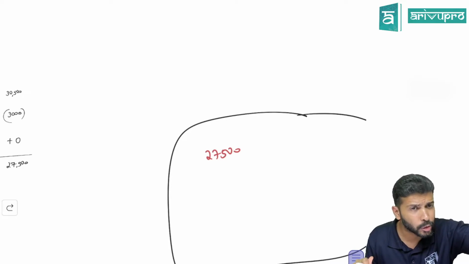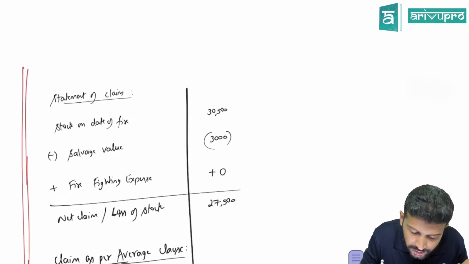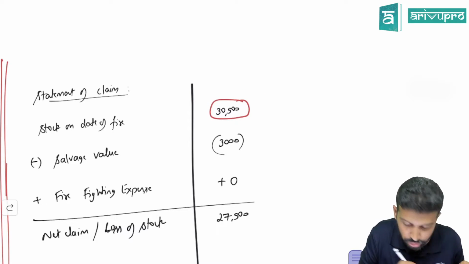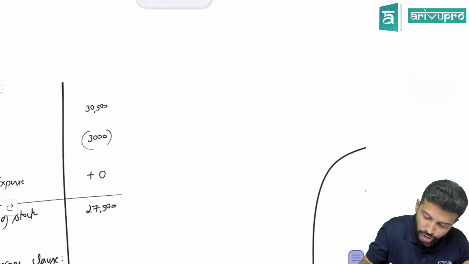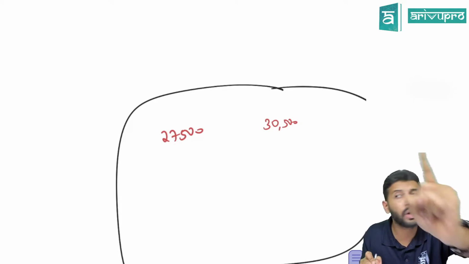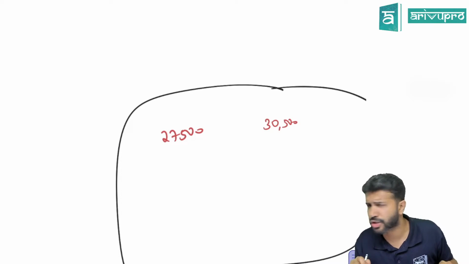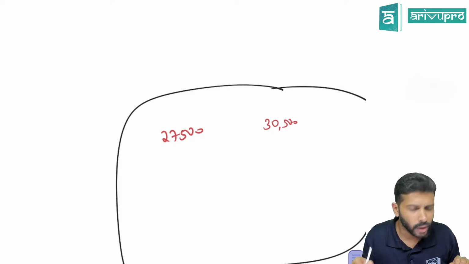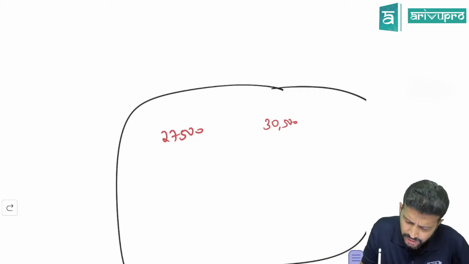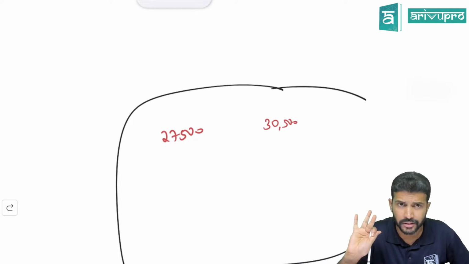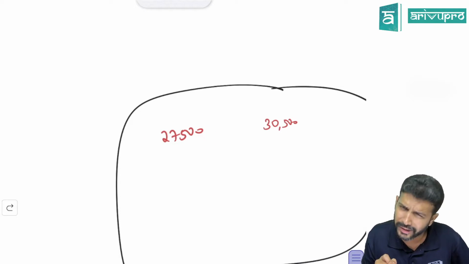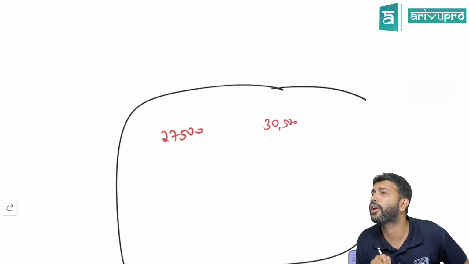27,500 in full I will give you, provided you have taken the policy for the right value of the stock, which is what? 30,500. If you have taken insurance for 30,500, why 3,500? That was your value of the stock. Whatever the value of the stock, that much you should insure it for, no? If you had taken insurance for a policy value of 30,500, I will give you 27,500.